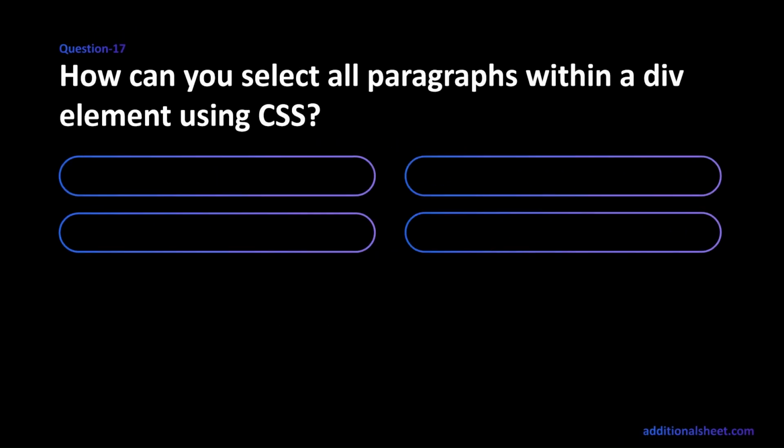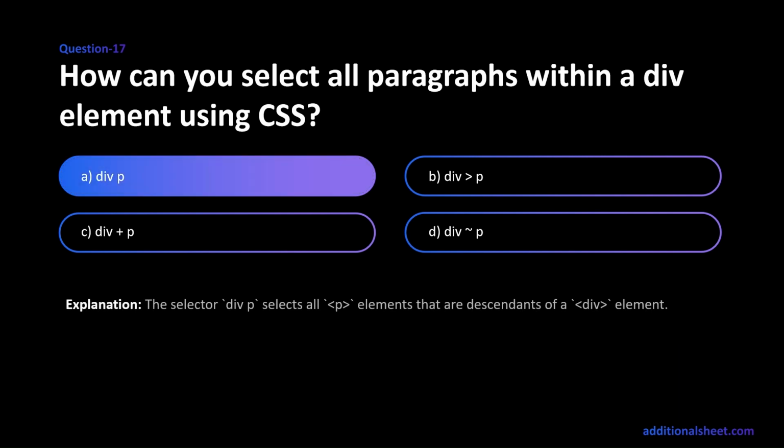Q17, how can you select all paragraphs within a div element using CSS? Options are A. div p, B. div > p, C. div + p, D. div.p. Correct answer is option A. The selector div p selects all p elements that are descendants of a div element.